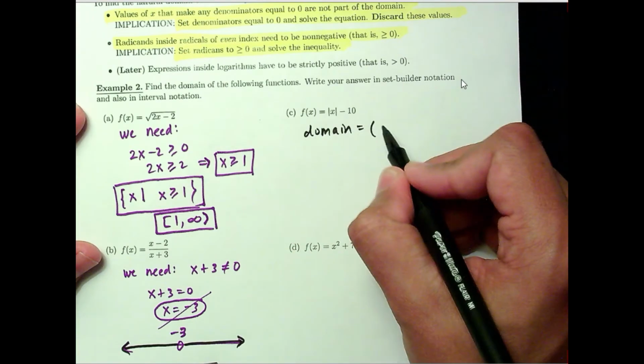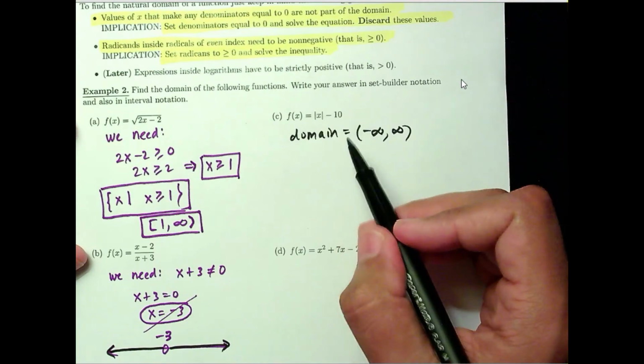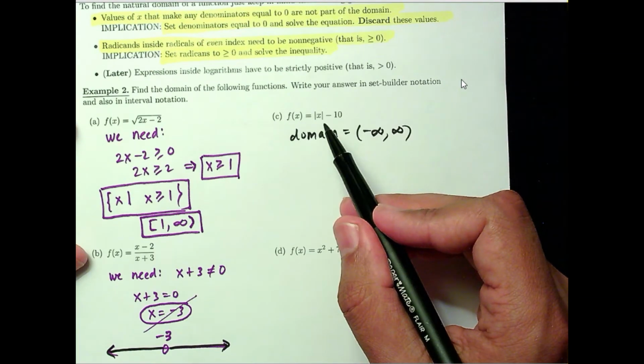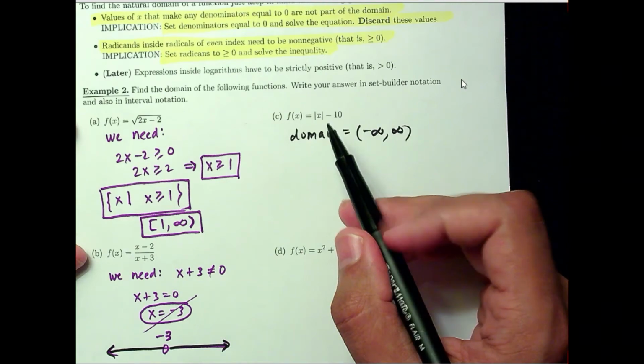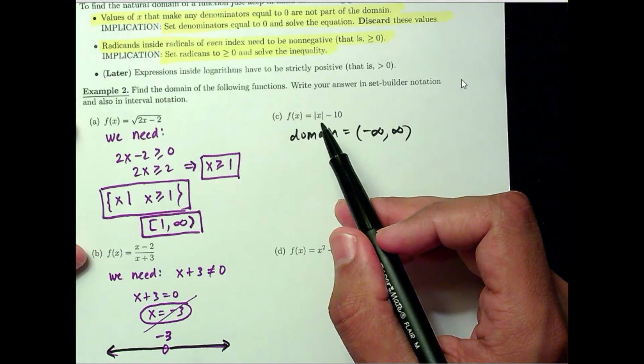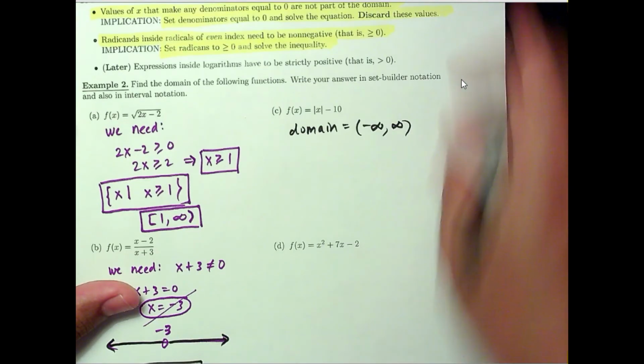So from minus infinity to infinity. And that makes sense because you can really plug in anything that you want in there. You can find the absolute value of any number whatsoever. There's never going to be a problem. No number needs to be discarded. All numbers work in there. So the domain is minus infinity to infinity.